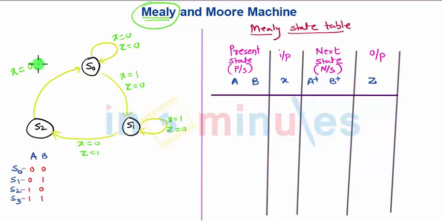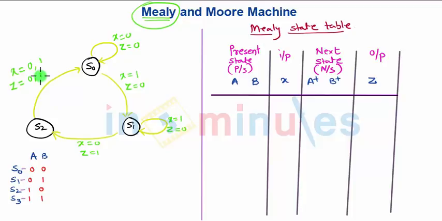While traveling from S2 to S0, whether input x is equal to 0 or 1, it will go to state S0. But what about output? Output, see, z is equal to 0 and 1 respectively. Meaning if x is equal to 0, while going from S2 to S0, output will be 0. And if x is equal to 1, output will be equal to 1.